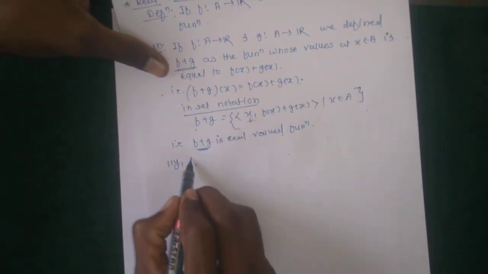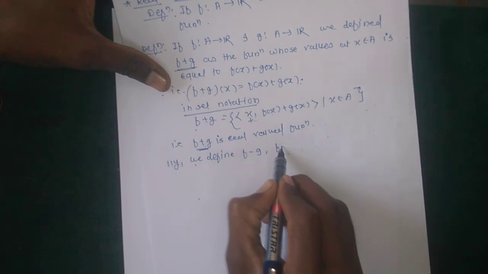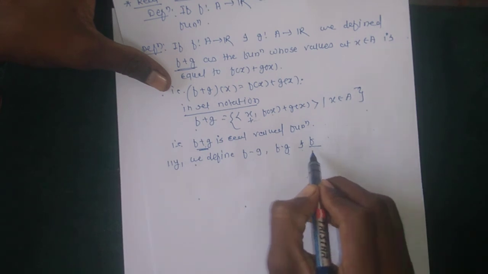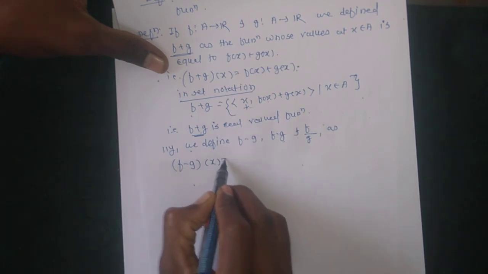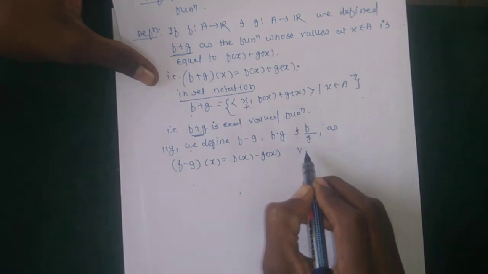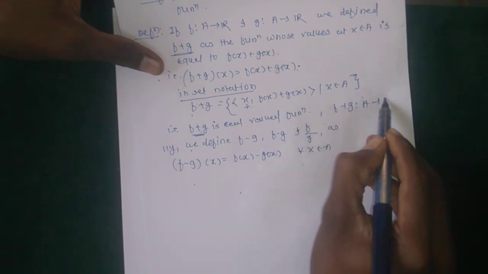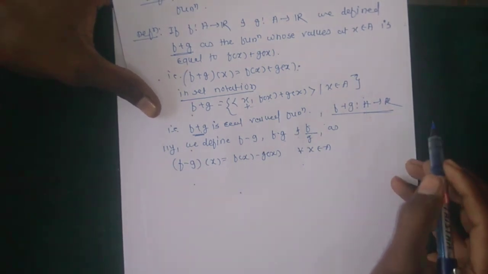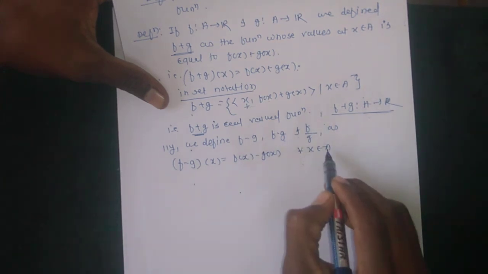Similarly, we define f minus g, the multiplication of two real valued functions, and the division of two real valued functions. f minus g of x is equal to f of x minus g of x for all x belonging to A. Here f minus g is a function from the set A to the set of real numbers R, and its value is f of x minus g of x for all x belonging to A.